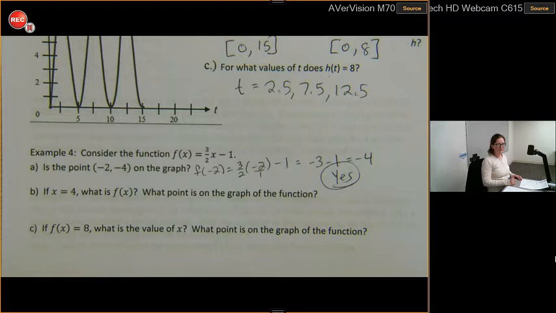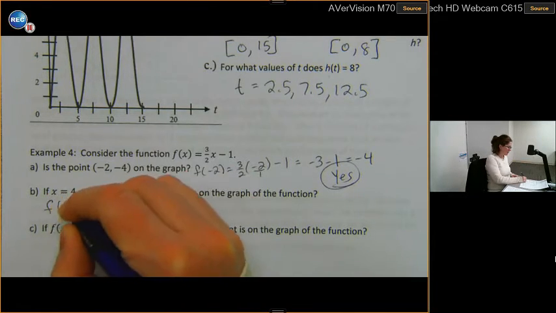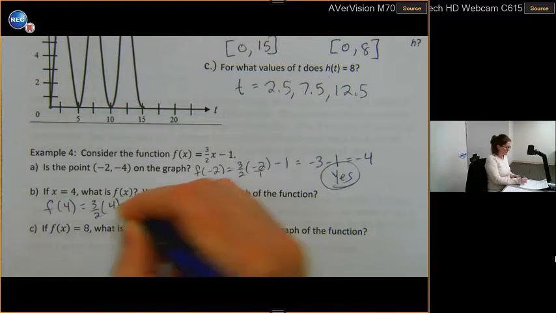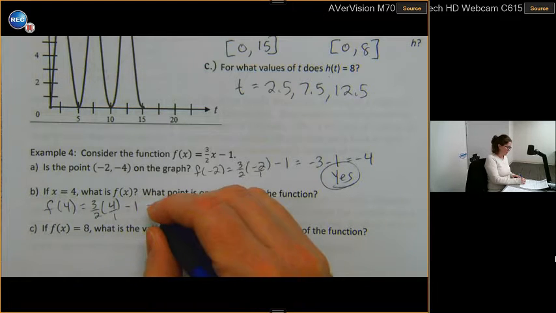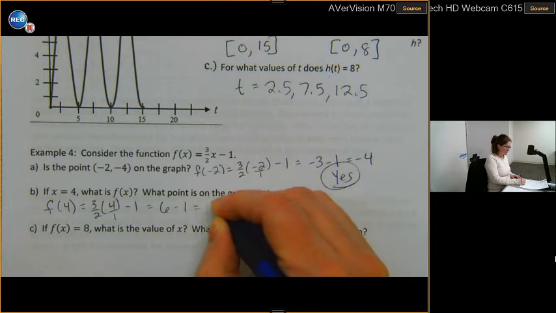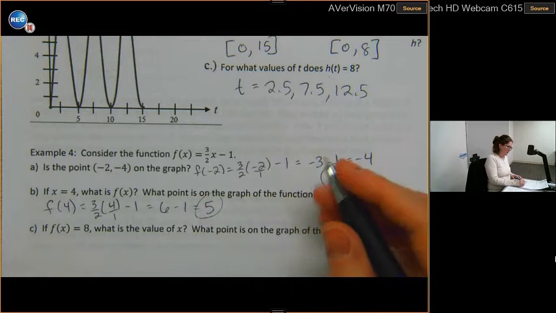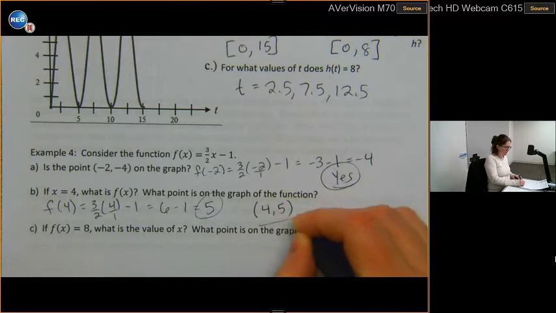Then it says if x equals 4, what is f of x? What point is on the graph of the function? If x equals 4, then I am putting in +4 in place of the x. 3/2 times 4/1, that's 6, minus 1 is 5, so f of x equals 5, and then the point on the graph of the function is 4, 5.